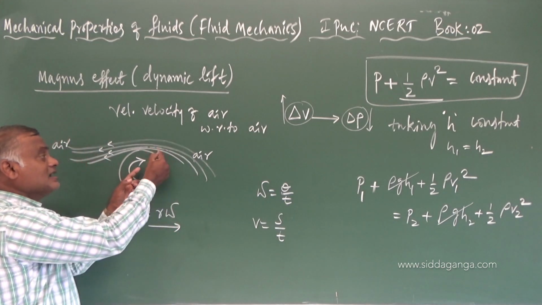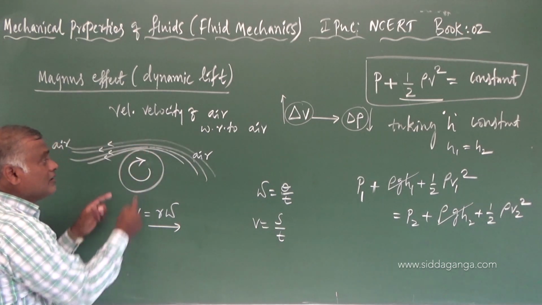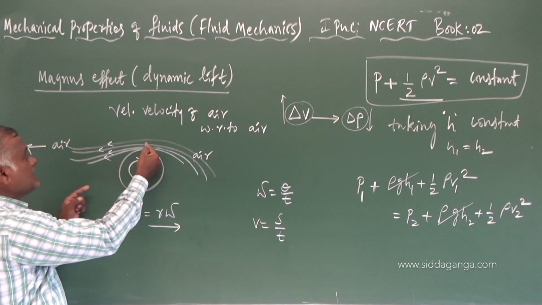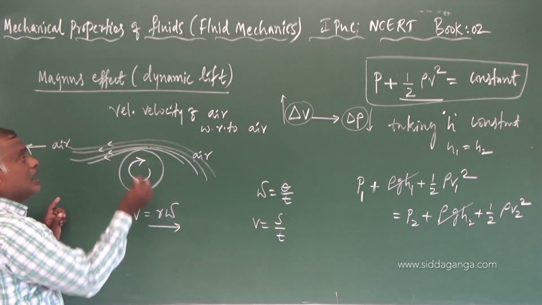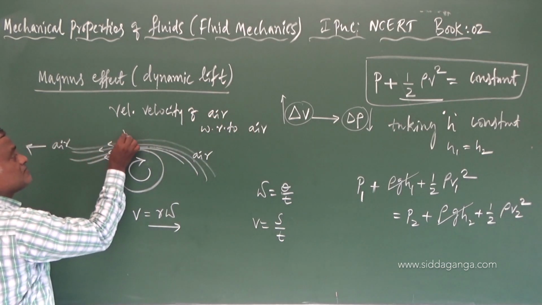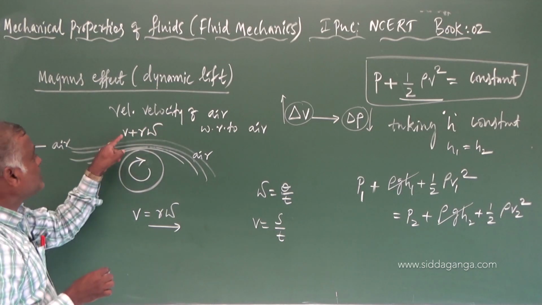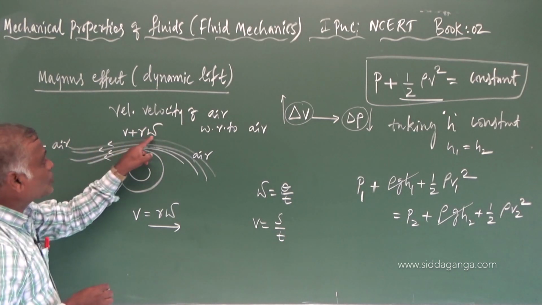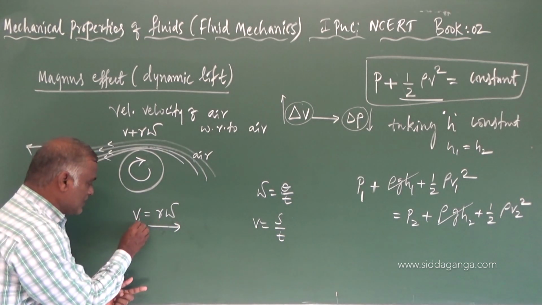The air layer gets attached to the ball such that, when air is moving to the left side and the ball is spinning to the right side, the relative velocity of air with respect to air becomes V plus R omega, where V is the velocity of the air and R omega is the velocity of the ball. Let us say this is the velocity of the ball here.